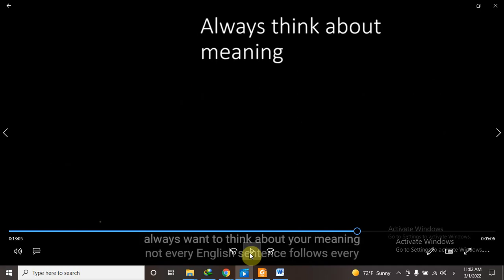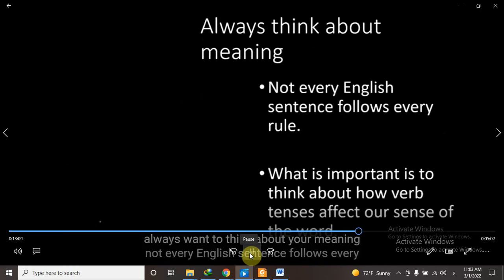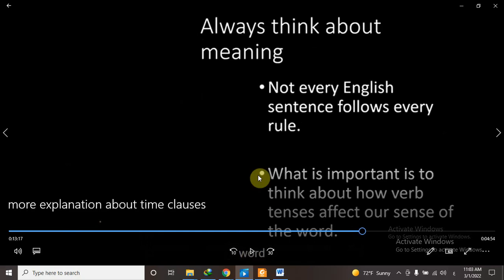When we use, for example, testing the thing. And when we, for example, smell, when we talked about smelling something, not snuffing. No, when we say snuff, yes, you can use it in the present continuous. But the smell itself cannot be in the present continuous. Okay? You always want to think about your meaning. Not every English sentence follows every rule. What's important is to think about how verb tenses affect our sense of the word. Okay, as she said, the sense is very important.